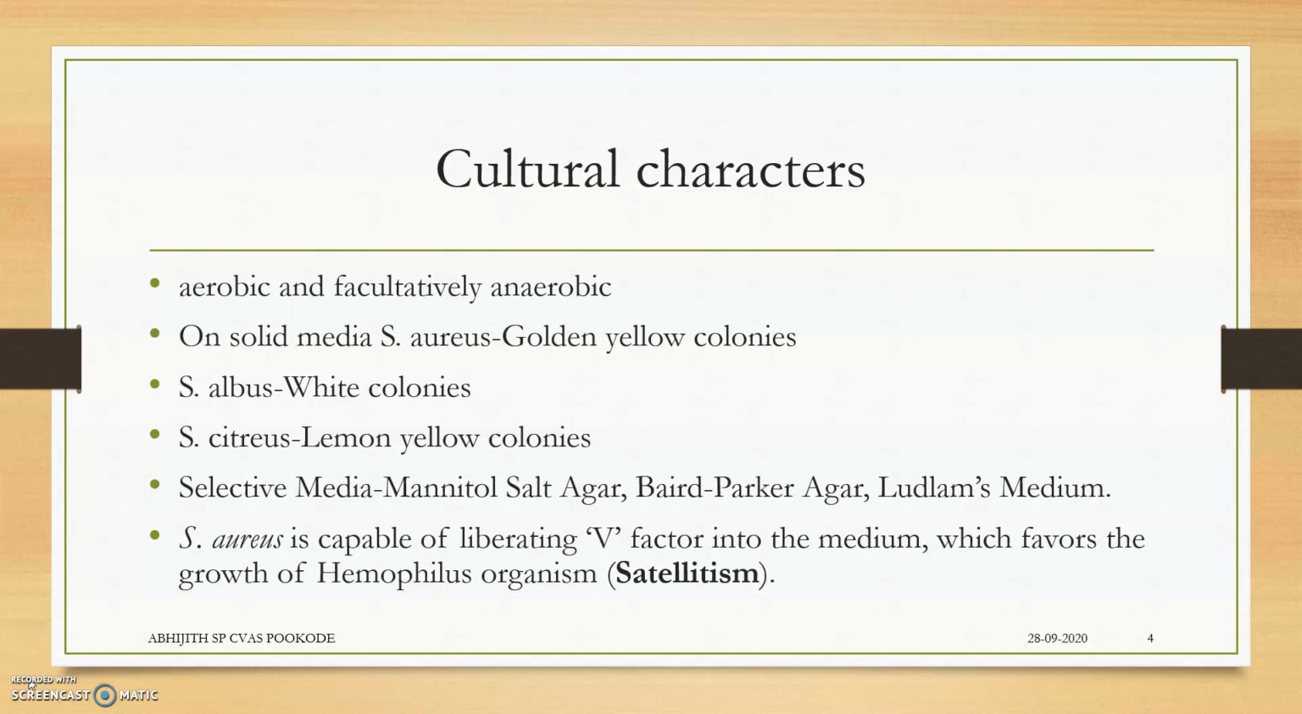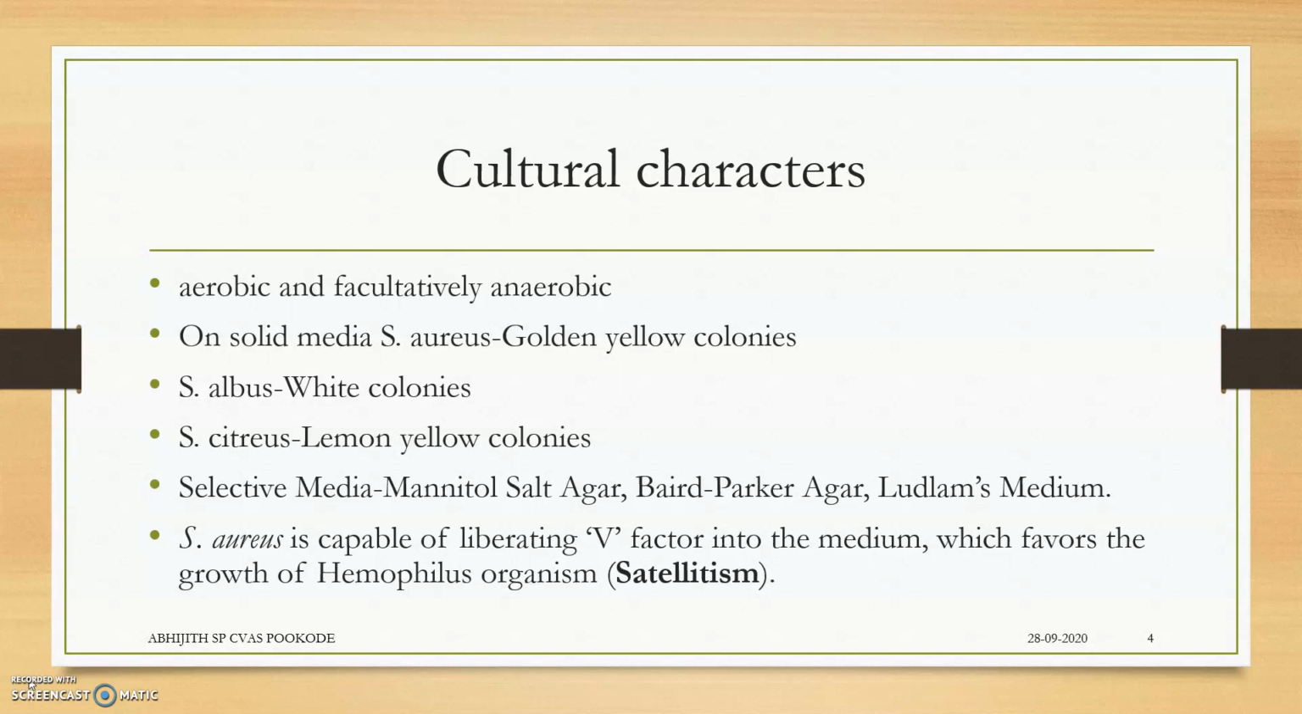And Staphylococcus albus. Albus means usually white, like the albinos. Now citreus. It was later discovered and it produces lemon yellow colonies. Now the selective media, it is an important MCQ question. Mannitol salt agar, Baird-Parker agar, and Ludlam's medium. Actually, Ludlam's medium is mainly used to selectively isolate Staphylococcus aureus in human infections.